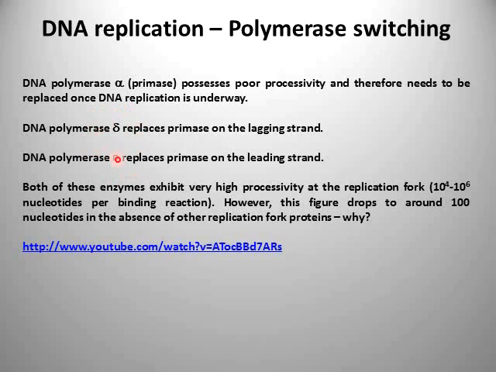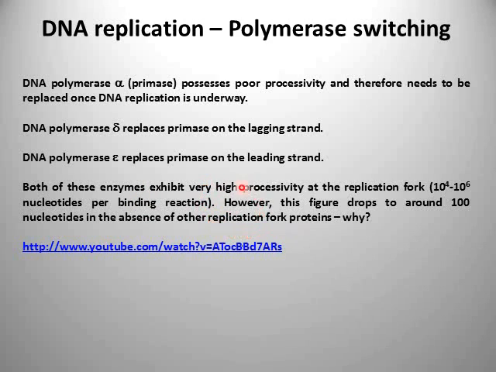Now the difference between these two DNA polymerases and DNA polymerase alpha is the fact that these polymerases have very high processivity. So they're very efficient and very quick at replicating DNA. So for example, these enzymes are capable of perhaps adding around 10^4 to 10^6 nucleotides per binding reaction. So that's about 1 million nucleotides can be added by DNA polymerase delta every time it binds to a primer template structure.